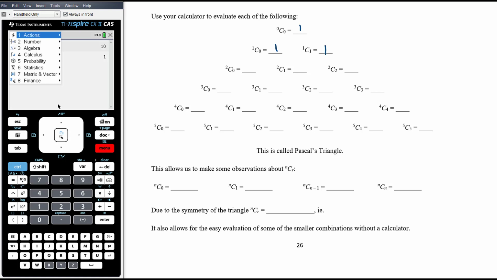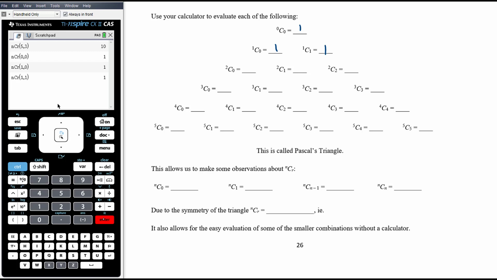Okay, and again, you can confirm that. Menu 5, 3, 1 choose 0 is 1. Menu 5, 3, 1 choose 1 is also 1. Okay. If you think about that same pattern, it wouldn't matter how many objects you have to choose from.